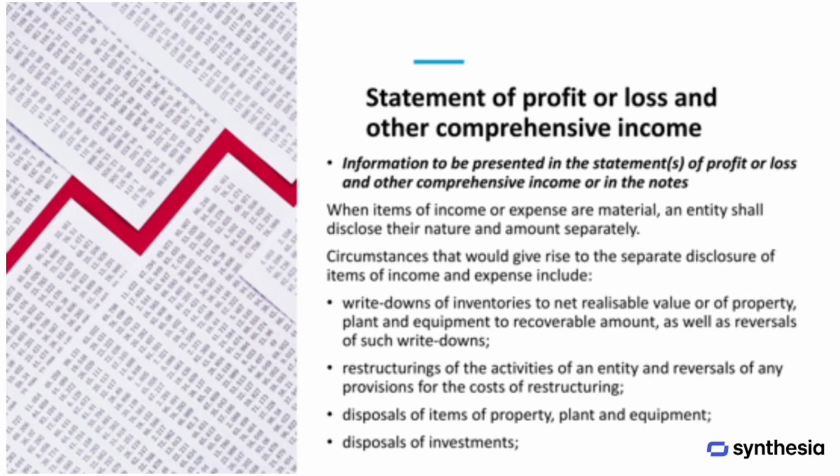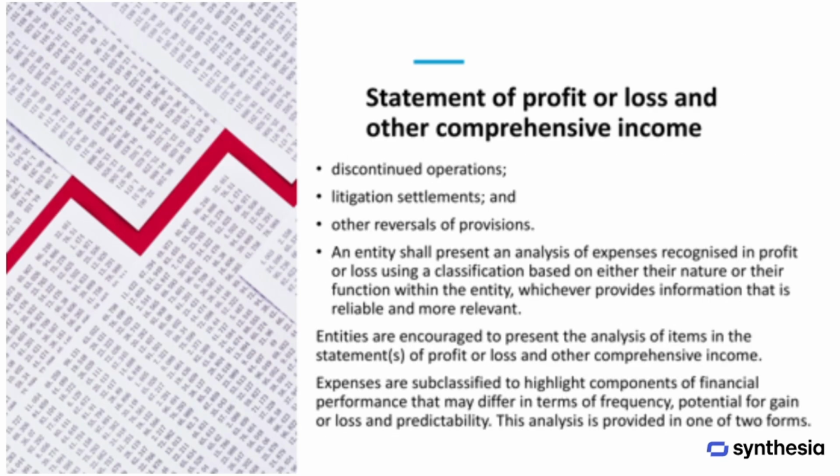These disclosures are intended to provide clarity and transparency about the nature and impact of material items that affect the entity's financial performance. An entity is required to separately disclose items such as discontinued operations, litigation settlements, and other reversals of provisions when they are material. Additionally, an entity shall present an analysis of expenses recognized in profit or loss based on either their nature or their function within the entity, depending on which classification provides the most reliable and relevant information.